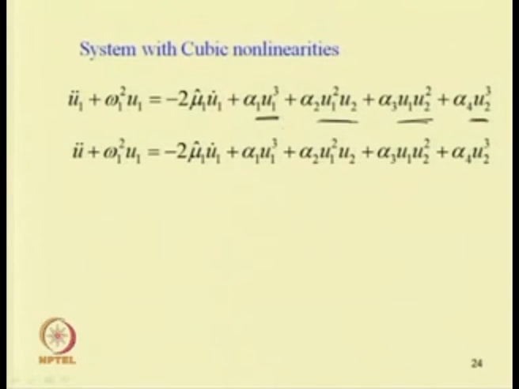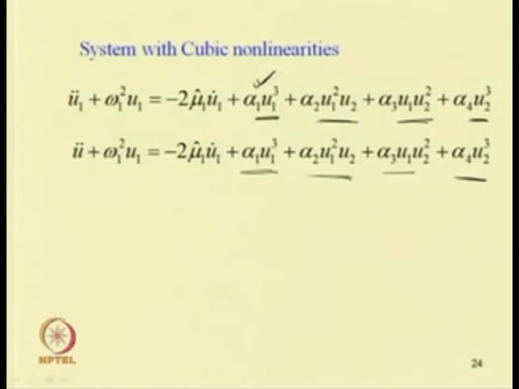Due to the presence of these coupled and nonlinear terms, these terms give rise to coupled behavior. This u 1 cube is the nonlinear term present here. So, these are coupled and nonlinear terms, because u 2 also affects the behavior of u 1. Similarly, in the second equation we have coupled terms, that is alpha 1 u 1 cube, alpha 1 square u 1 square u 2. So, we have all these coupled terms.